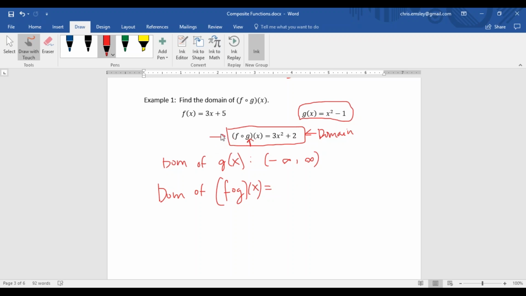Okay, we have that right here. And again, no even roots, no fractions to worry about. The domain of that function is also all real numbers. And so this one's pretty basic. When we put these two together, our domain is still all real numbers.